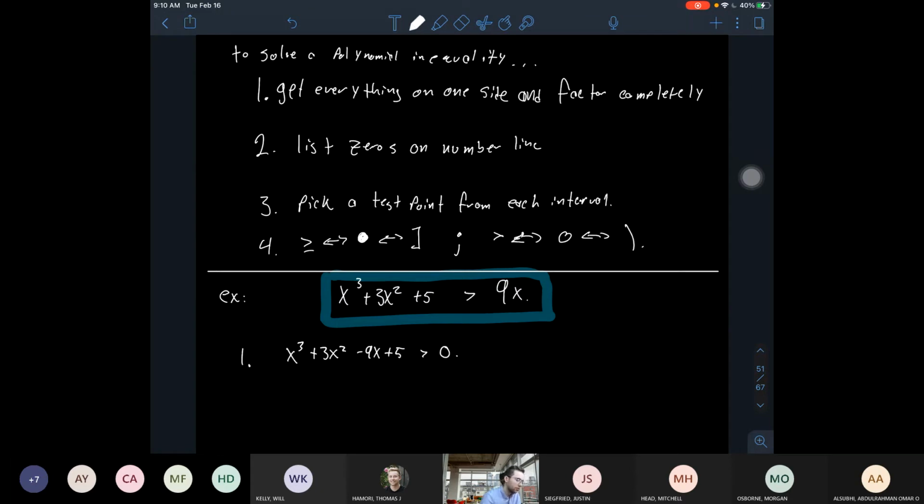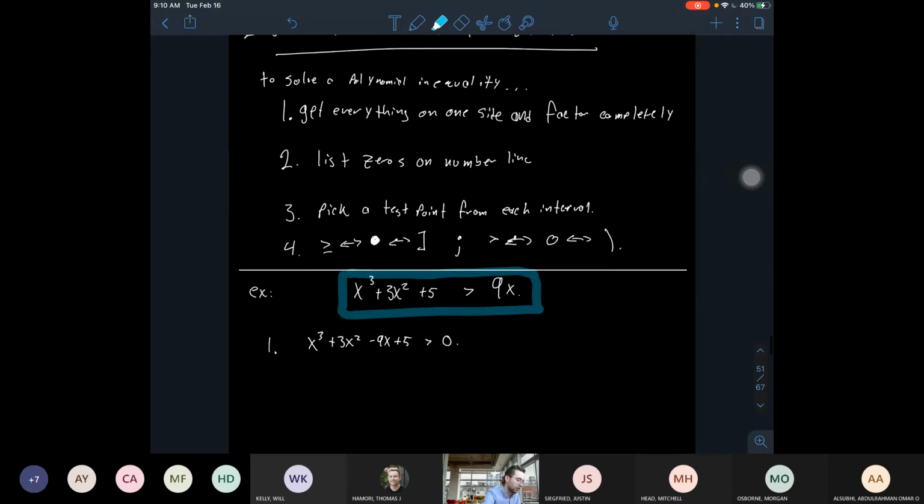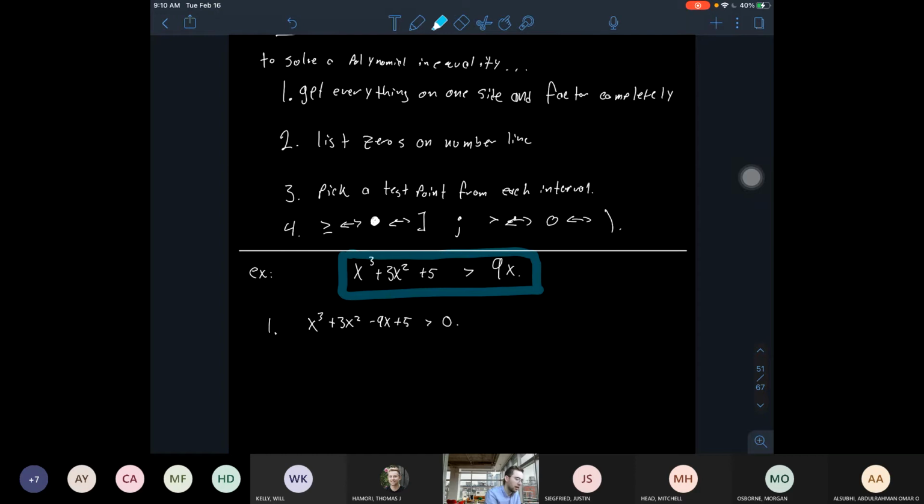And now we're going to do sort of what we've already done with some other inequalities. Basically, what we're going to do is list the zeros on a number line, and then we're going to pick a test point from each interval between zeros, and we're going to check whether the inequality is true in each interval, and then we'll write our answer down using either inequality notation or interval notation, okay?